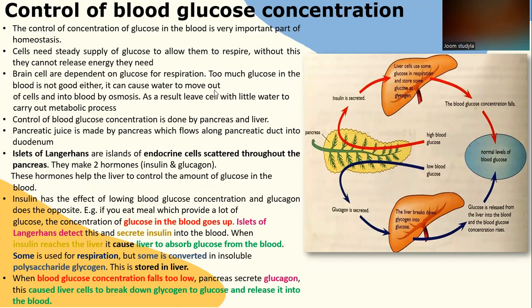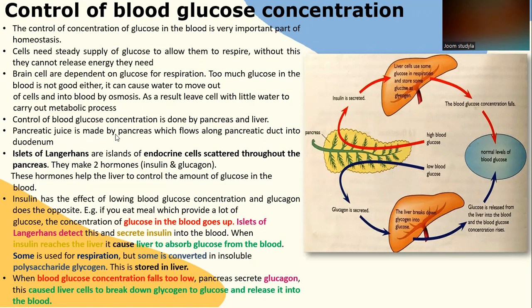Too much glucose in the blood is not good either. It can cause water to move out of cells and into the blood by osmosis. As a result, this leaves cells with little water to carry out metabolic processes. Control of blood glucose concentration is done by the pancreas and liver.